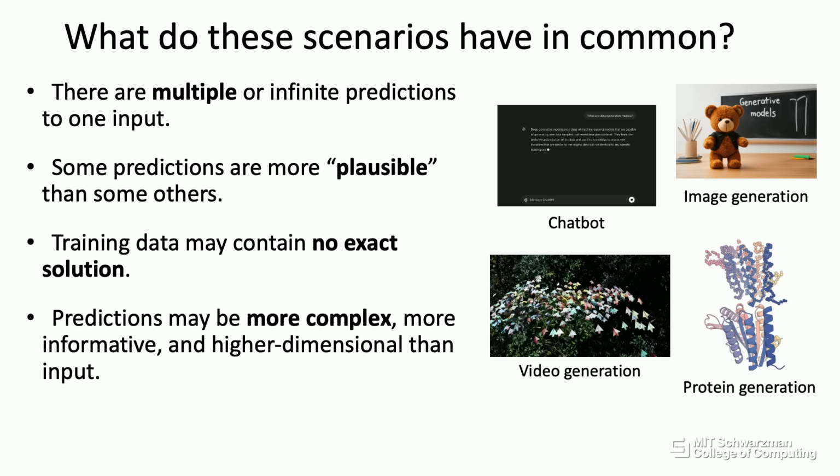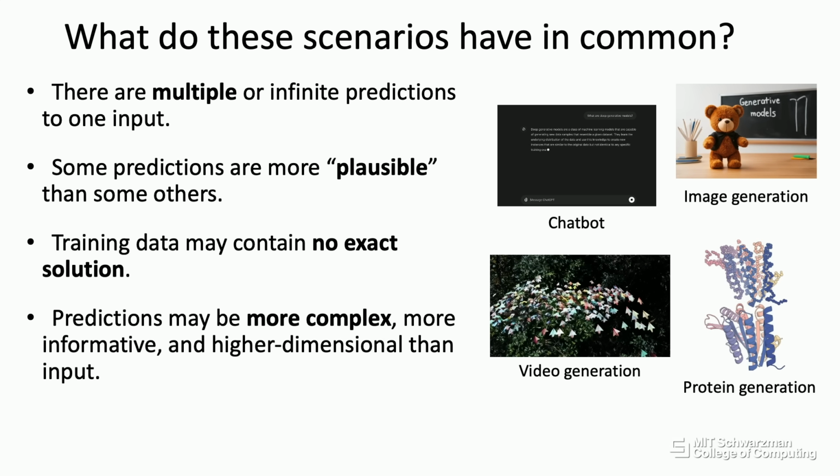Another property of generative models is that some predictions are more plausible than others. For example, if you want a cat, the computer may generate a lion, or it can also generate a dog. Perhaps in common sense, a lion is more plausible than a dog in this scenario. Of course, a cat is more plausible than a lion.